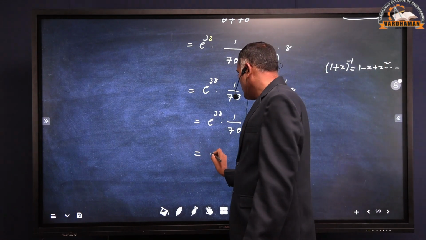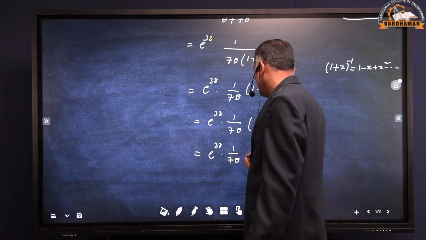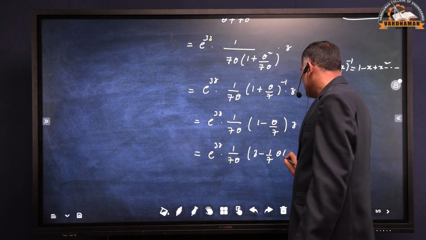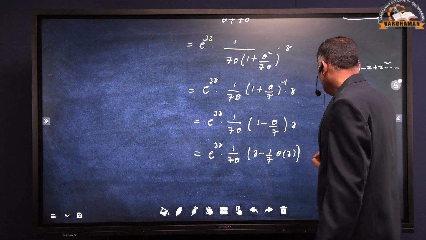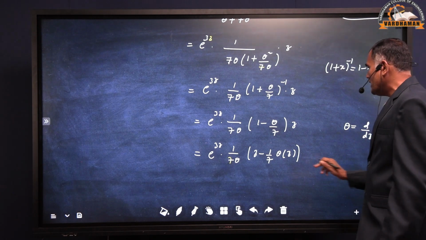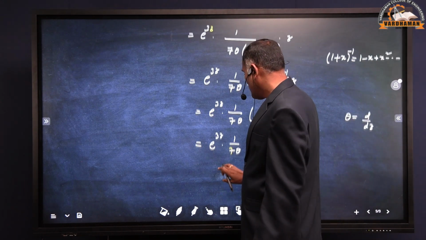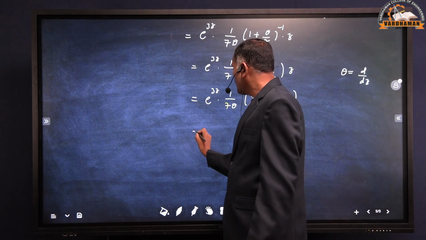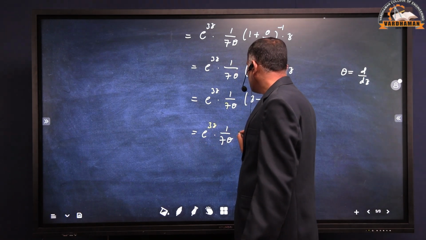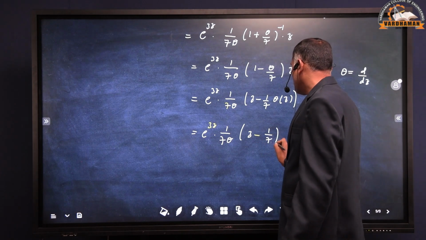Let us simplify this one. e power 3z into 1 by 7 theta of z minus 1 by 7 times theta of z. We know that theta is nothing but d by dz. So d by dz of z is simply 1. Let us simplify that by writing like that: e power 3z, 1 by 7 theta of z, minus 1 by 7.